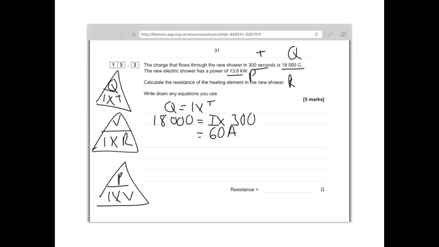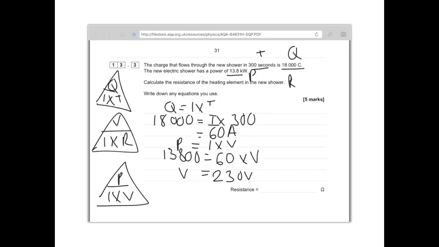Then we're going to use power equals current times voltage, and I'm writing out all the equations because it's good practice, and also they've asked us to do it in the question. So we've been told power is 13.8 kilowatts, so you need to convert that to just watts by timesing it by 1,000, so it becomes 13,800 equals I, which we just worked out is 60, times V. To get V by itself, divide both sides by 60 to get a voltage of 230 volts.